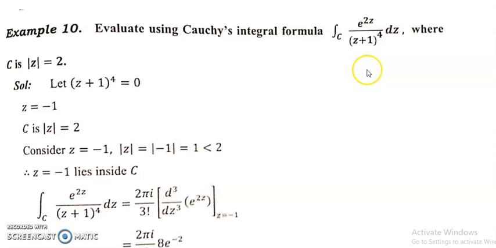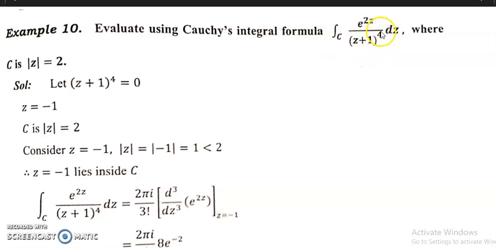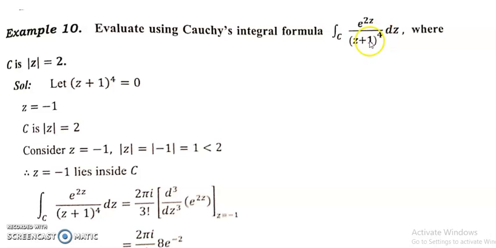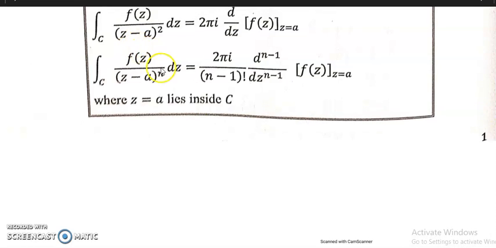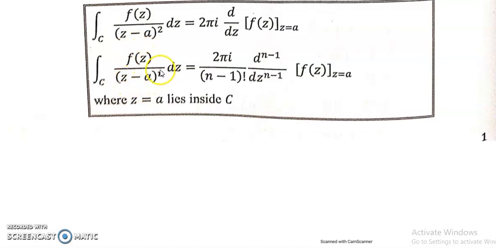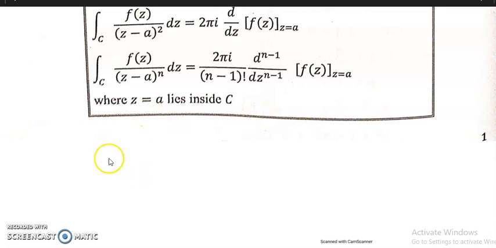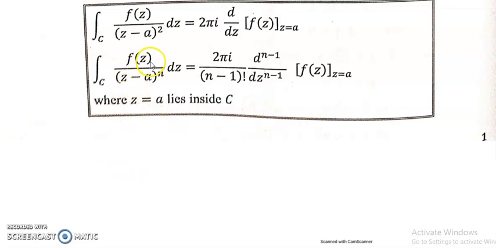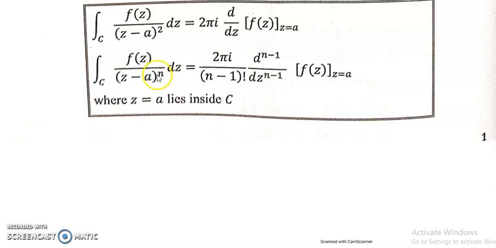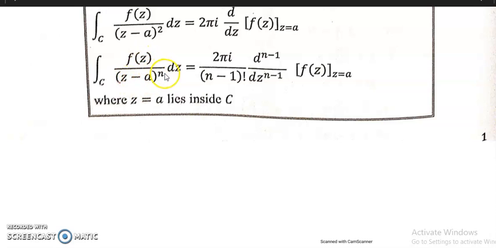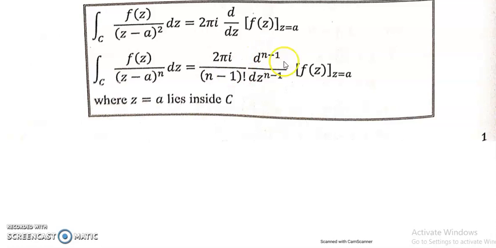So how do we differentiate between Cauchy integral formula for derivative and Cauchy integral formula? You should look at the denominator, and if there is some power on the denominator term, then we have to apply Cauchy integral formula for derivative. That's what we say: f of z by (z minus a) whole raised to n. In the previous session we learned the Cauchy formula is f of z by (z minus a), the ordinary formula. When you have a power, f of z by (z minus a) power n, you have to apply this formula.